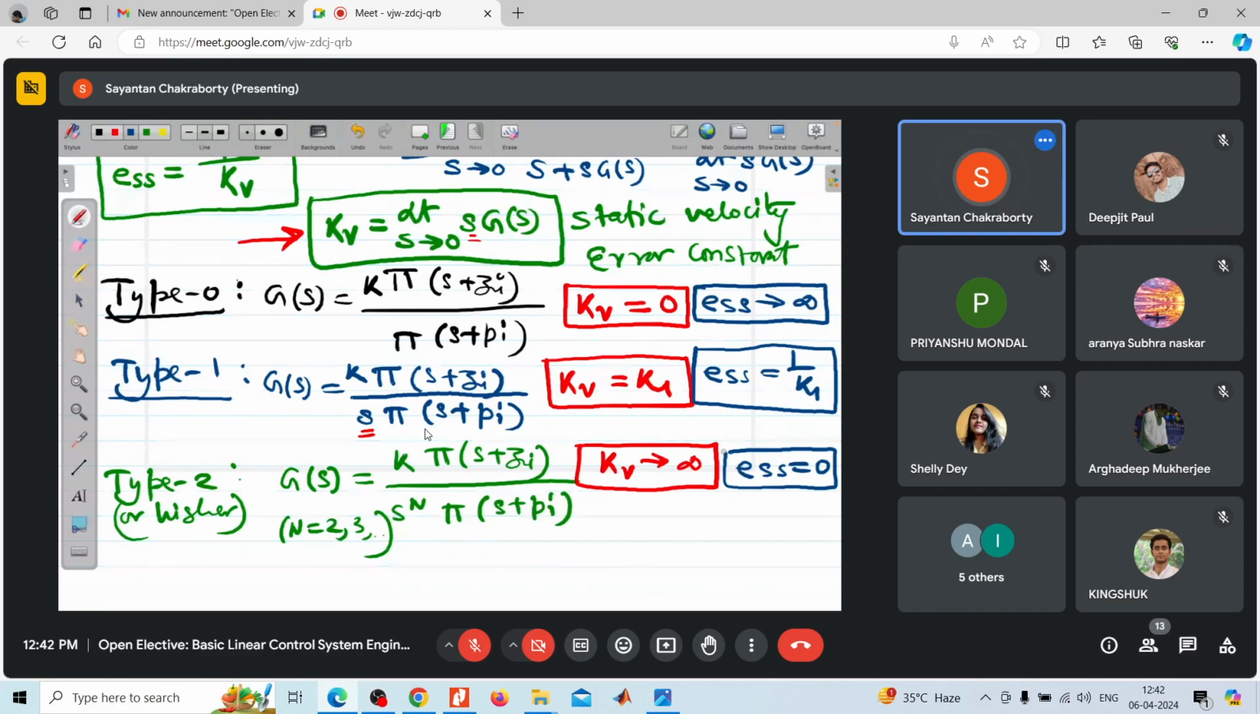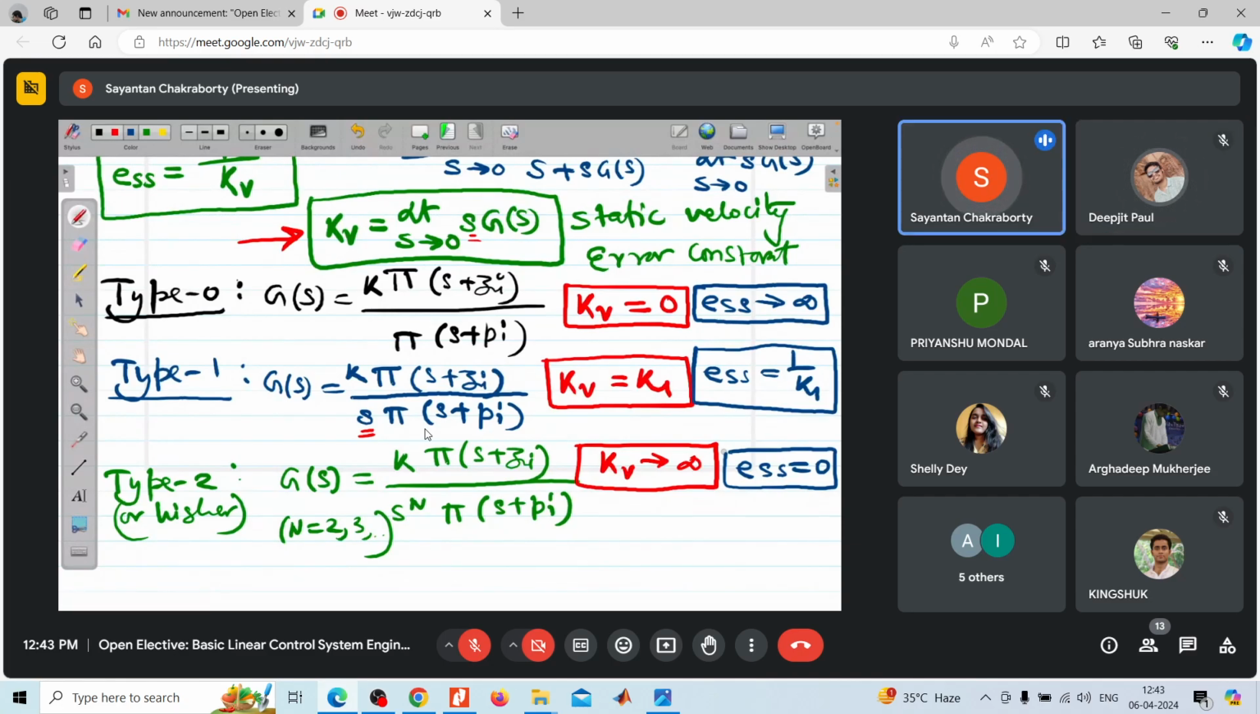Now from this set of data, can we infer anything regarding the nature of the response, or the features of type 0, type 1, and type 2 systems? For a type 0 system, the steady state error is infinity, and this implies a type 0 system will not be able to follow a ramp input.